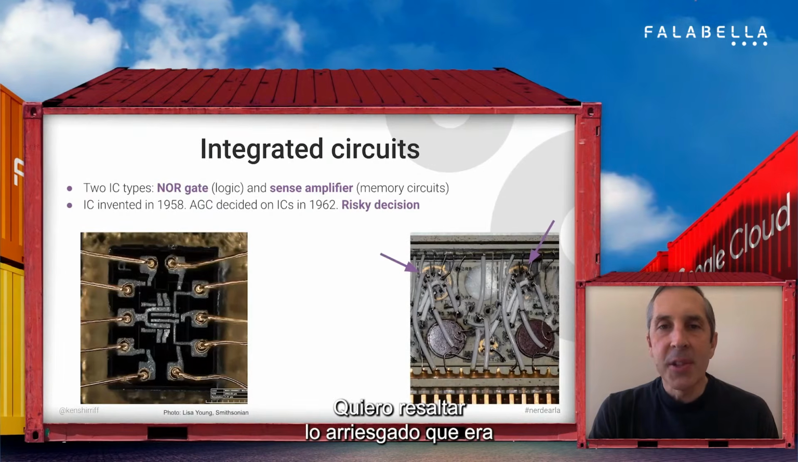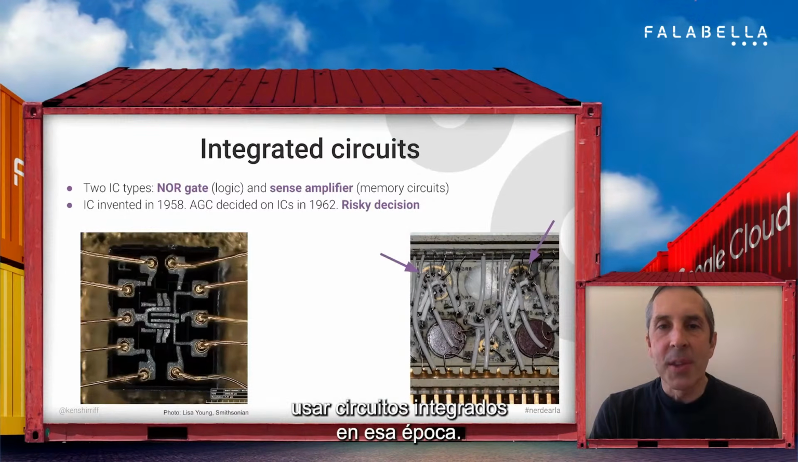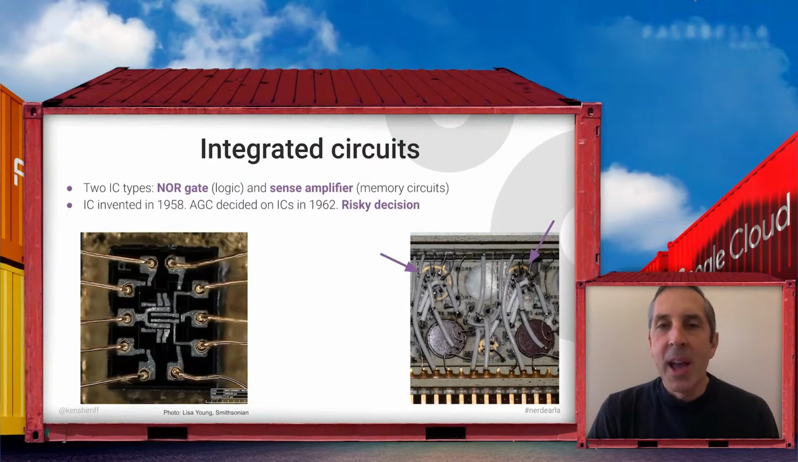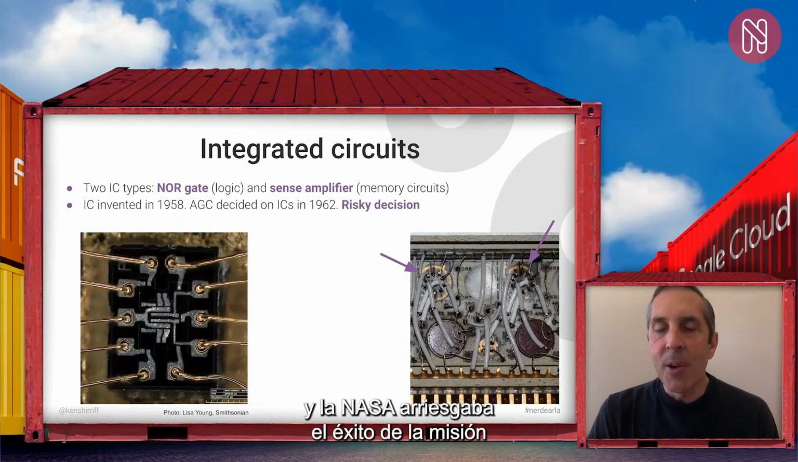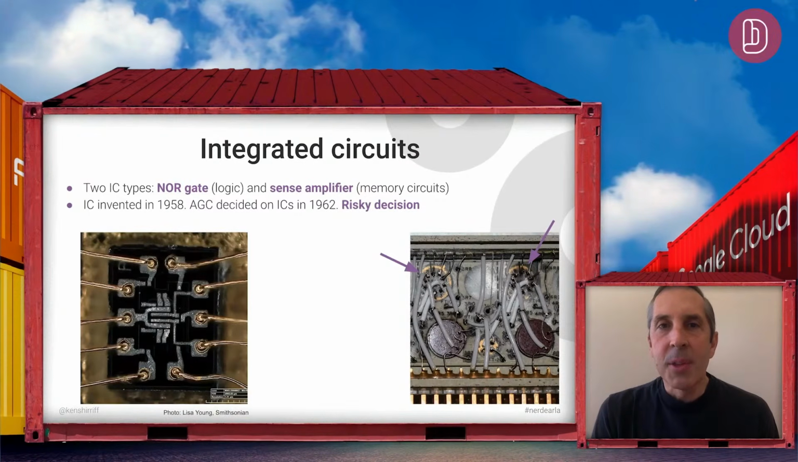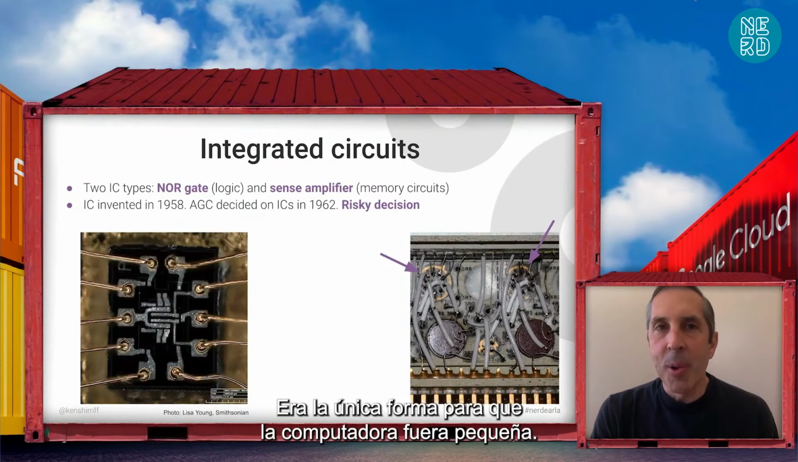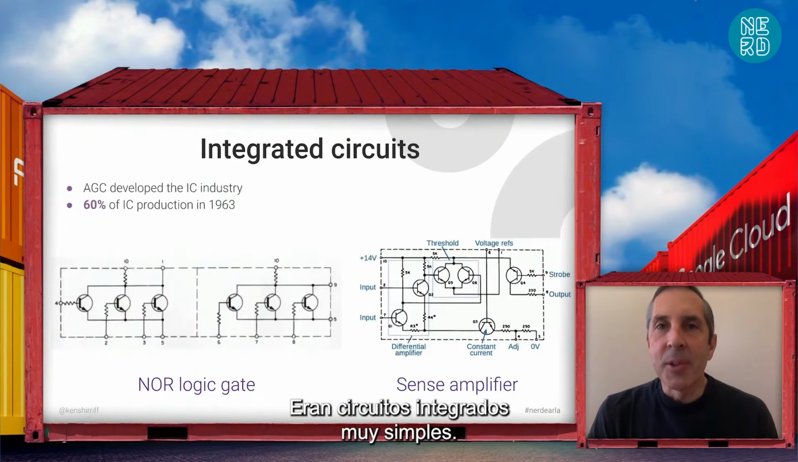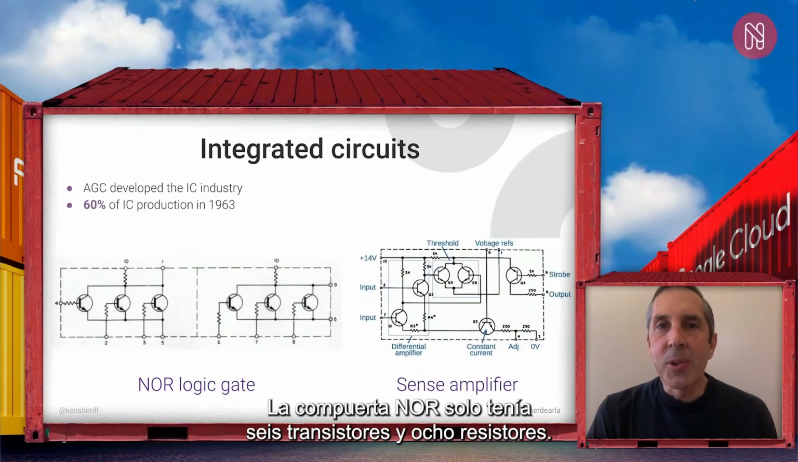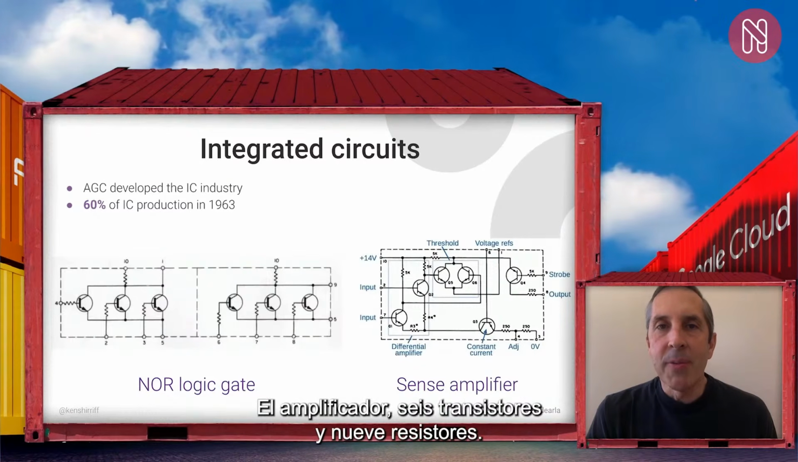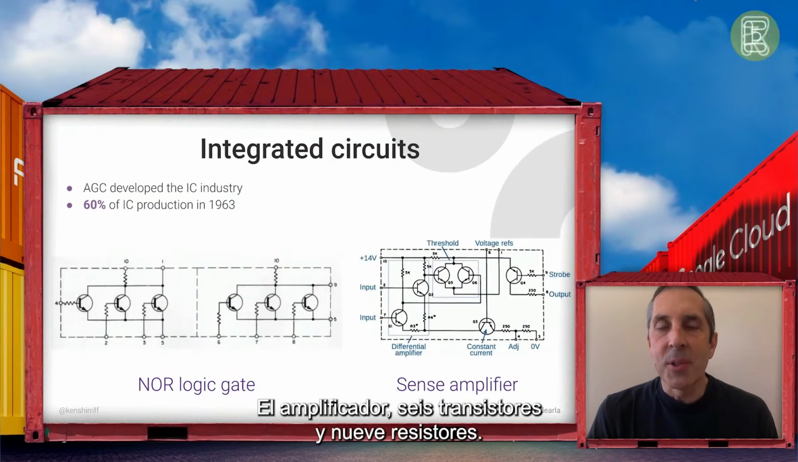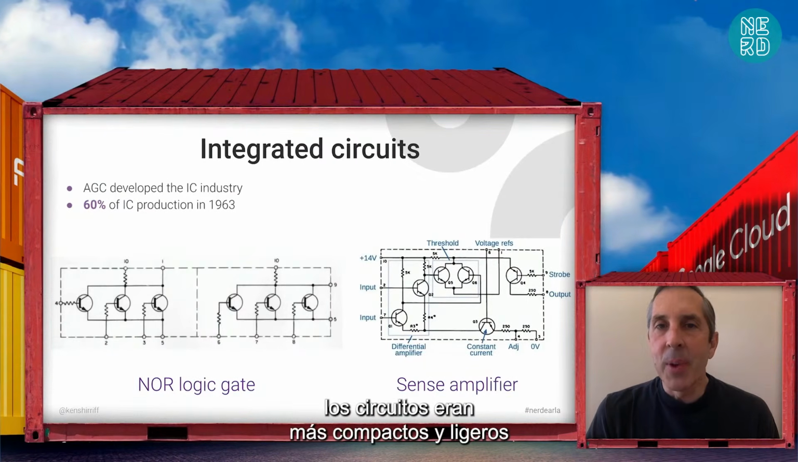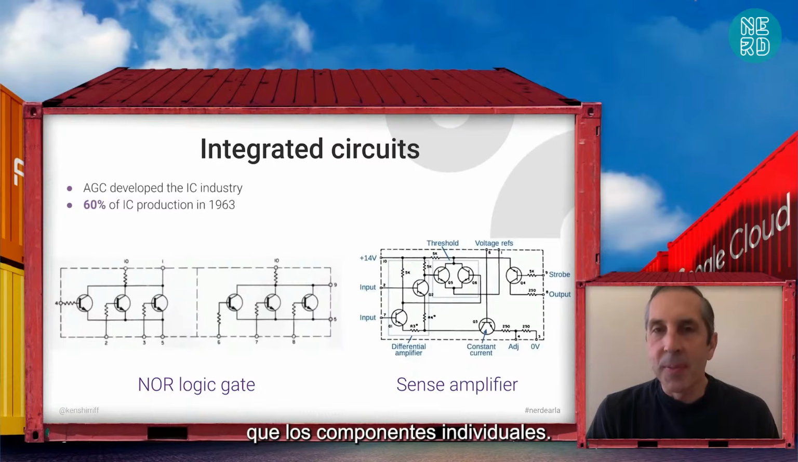Now, I'd like to emphasize just how risky it was to use integrated circuits at the time. Integrated circuits had just been invented 4 years earlier, and now NASA was betting the success of Apollo on these new integrated circuits. But this was the only way they could make the computer small enough. Now, these were very simple integrated circuits. The NOR gate had just 6 transistors and 8 resistors. The amplifier had 6 transistors and 9 resistors. But even though they were simple, the integrated circuits were much more compact and lightweight than using individual components.